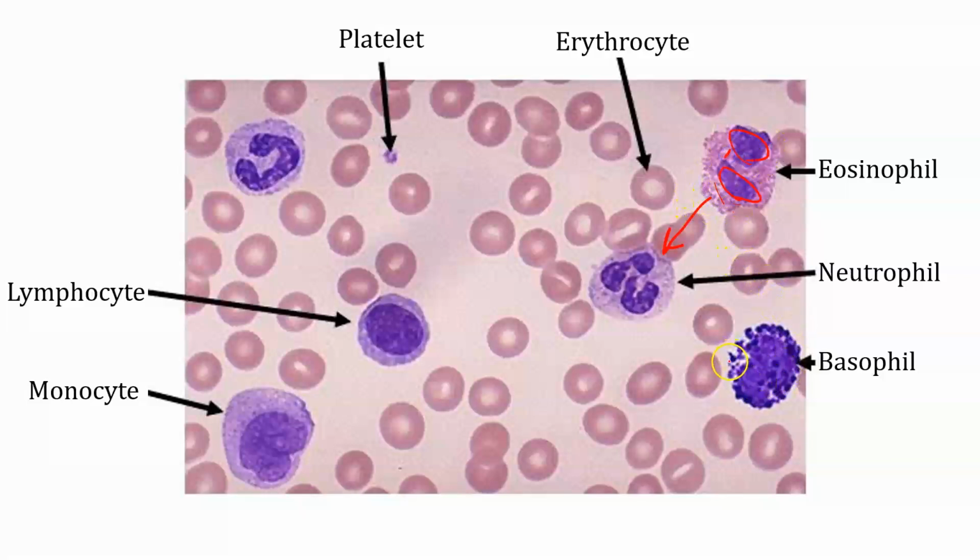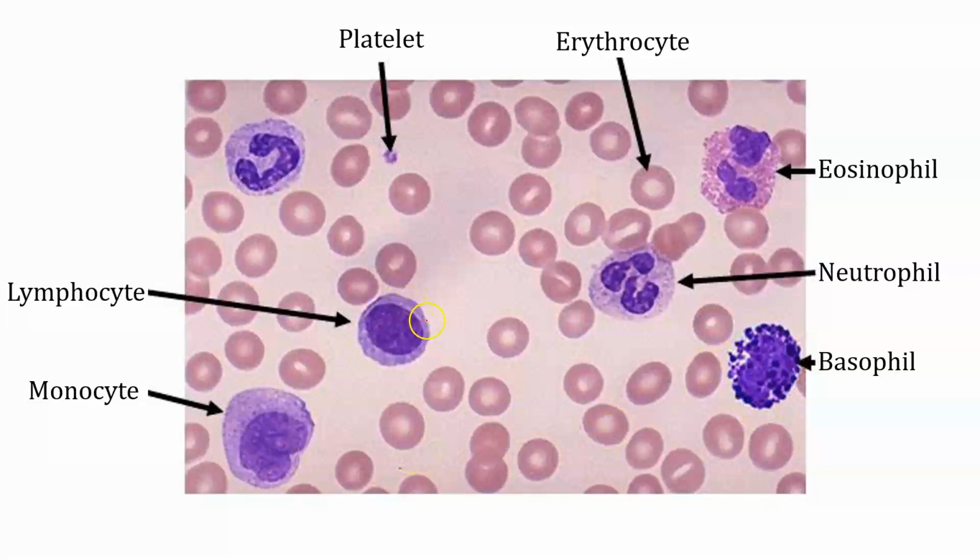And then here's the basophil with its very dark purple or dark blue staining granules, and usually when you look at the edge of this, it almost looks like it's got these granules popping off the surface. It's not like a smooth surface around the outside.